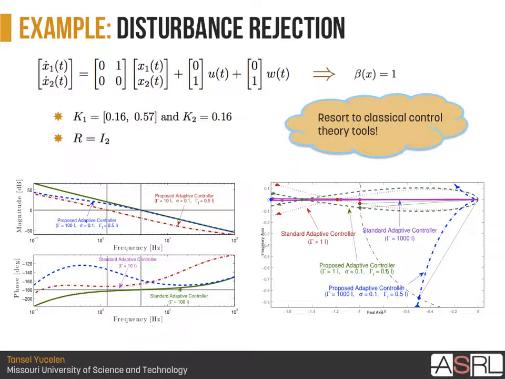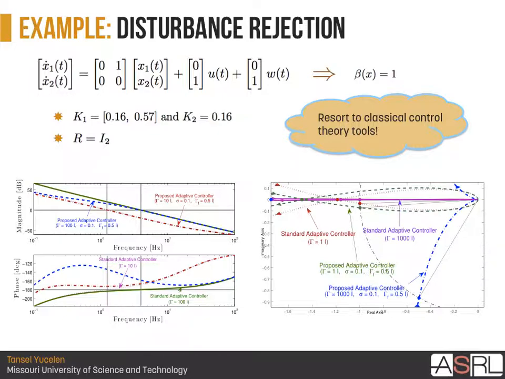So I am going to choose nominal controllers like this, and I am going to set R to identity in the Lyapunov equation, so that, as I said, we can resort to classical control tools. And here, my design objective is to achieve good tracking in this region, from, I think, 10 to 20 hertz to 50 hertz. And I tuned all these controllers to achieve that suppression.